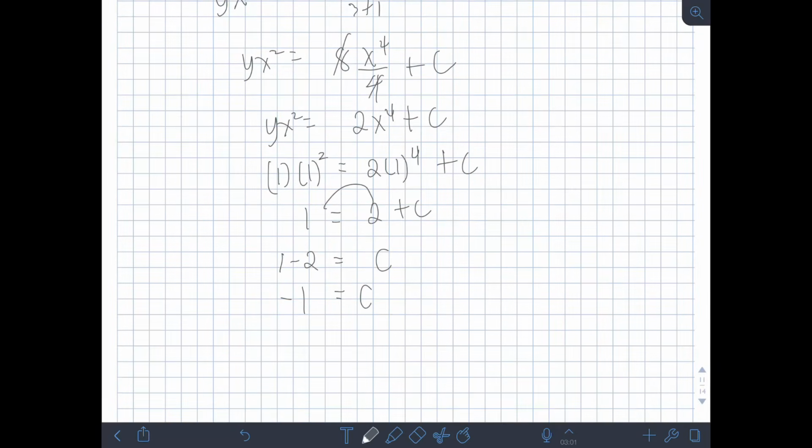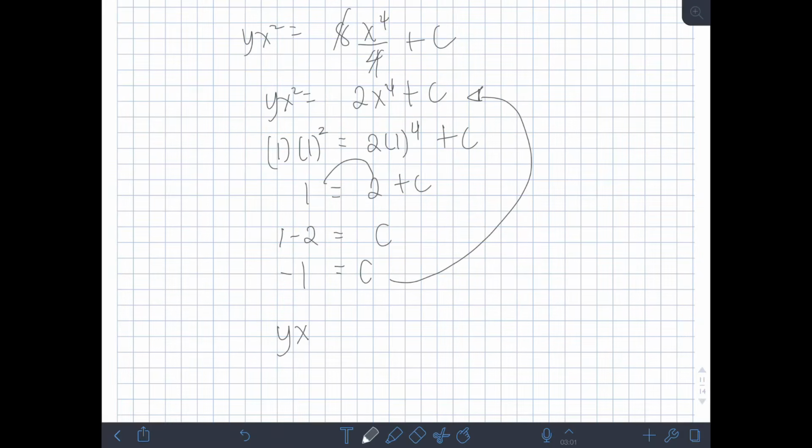So, therefore, isasubstitute ngayon natin itong value ng c dito sa general solution natin. So, magiging yx squared is equal to 2x to the 4th minus 1. Okay? So, therefore, this is the particular solution for the differential equation. Yx squared is equal to 2x to the 4th minus 1.